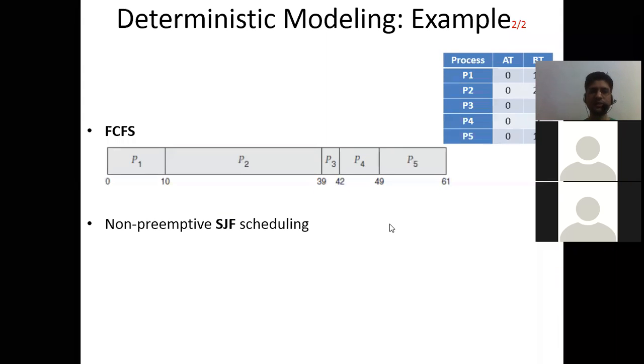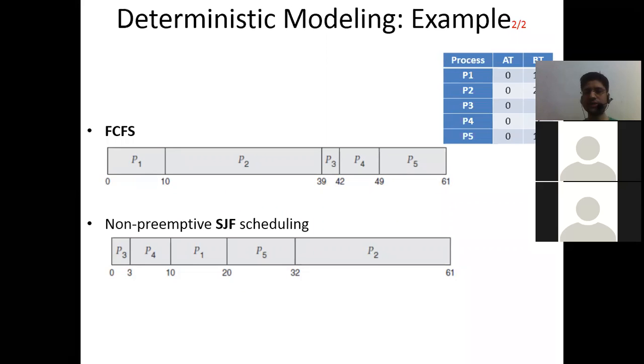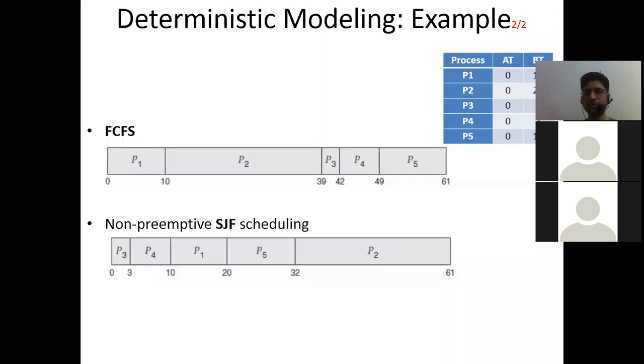Let's have a diagram, Gantt chart. Let me know that you are having the same Gantt chart for this non-preemptive SJF. Yes or no? Do you have the same Gantt chart? Firstly, we have to pick P3 and then P4 and then P1 and then P5 and then P2, right? And in this manner, you can find out the minimum average waiting time, right?